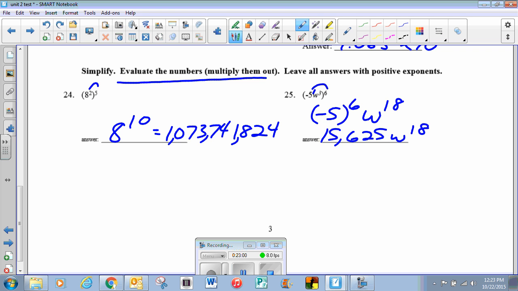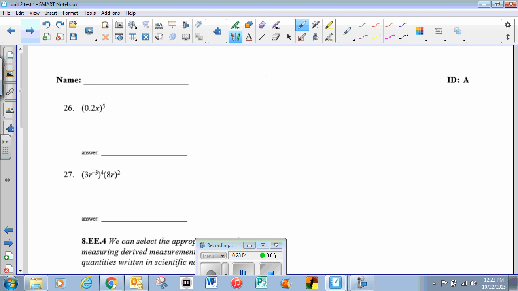All right, last page. We're going to make it. A lot of you, this one blew me away. Okay, number 26. Remember to put an exponent on everything on the inside, so let me rewrite that. 0.2 to the first, x to the first, all to the fifth.